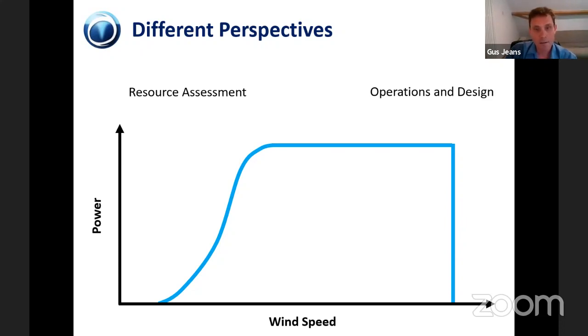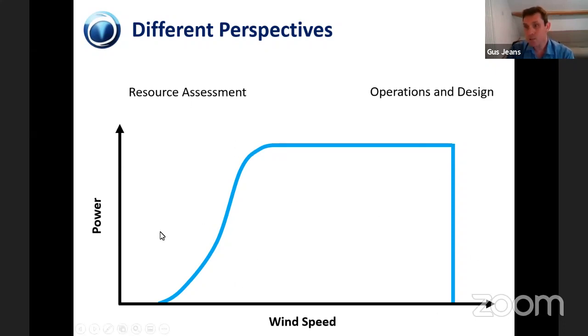So this graph here shows a typical wind energy power curve, which is fundamental to wind energy engineering. Basically, at low wind speeds, you don't get any energy out of a wind turbine. You need the wind to ramp up to a particular wind speed. And then once it gets to an operating wind speed, it plateaus and doesn't generate any more energy. And then at a certain higher wind speed, it basically shuts down. And at that point, you have too much wind.